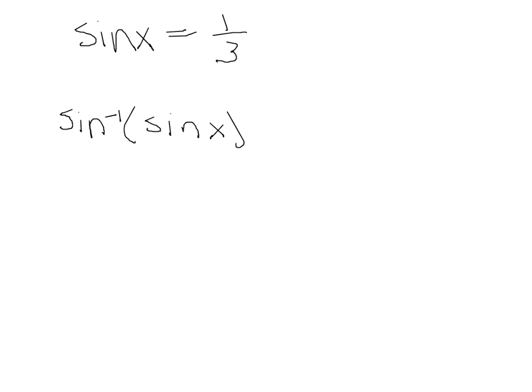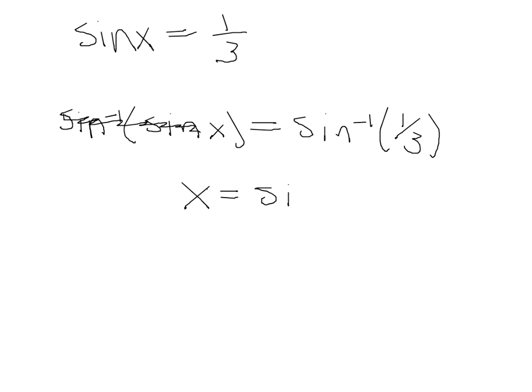Okay, we're going to solve the equation sine x equals 1/3. Now 1/3 is not in the trig table. It's not a special angle for which sine x equals 1/3. So what I'm going to have to do to solve this is take the inverse sine of both sides. And so what happens is the inverse sine and the sine cancel out, and I get x equals inverse sine of 1/3.